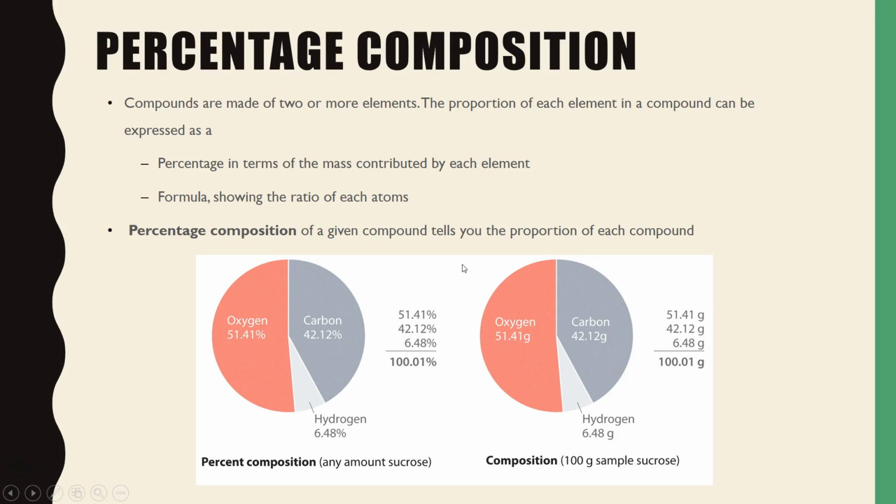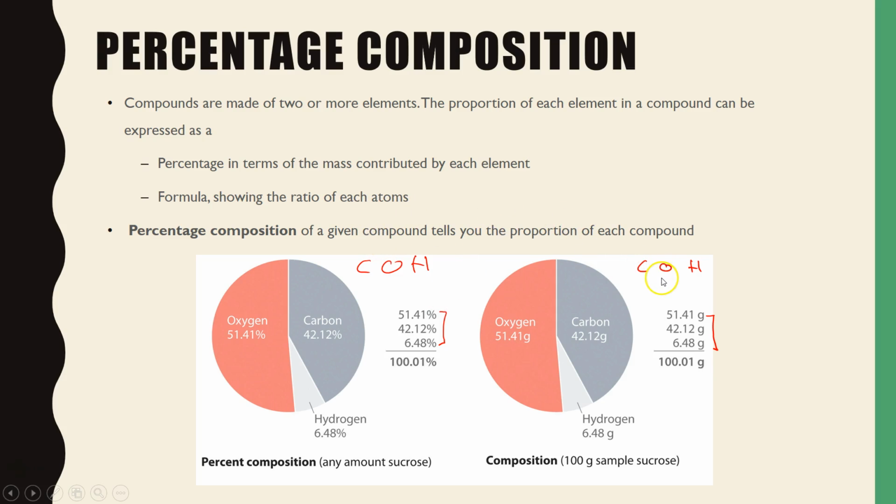If we take this diagram here, we could look at a compound of carbon, oxygen and hydrogen. So COH. There is 51% oxygen, 42% carbon, and 6% hydrogen. That's a percentage. The percentage composition written as a percentage there. Or we could look at it as even the ratio or the amount in grams of the particular carbon, oxygen, and hydrogen components in that particular compound. So 100 grams of sucrose would contain obviously this much, and therefore the percentage would be the same, given that the percentage is out of 100.